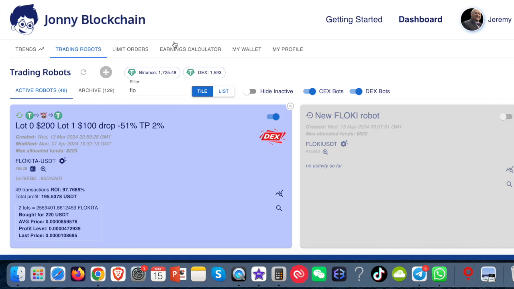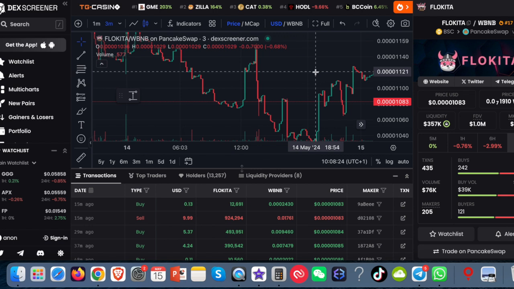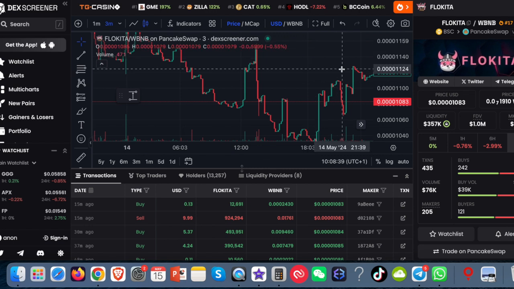So I want to have a look at the chart. So on this Floki one, you can see it's got the chart there. So this icon here, you click on that and that will open up Dex Screener. Now Floki is traded on both PancakeSwap V2 and it's also traded on Binance. Now the chart that you're looking at is on PancakeSwap's V2. It's not Binance.